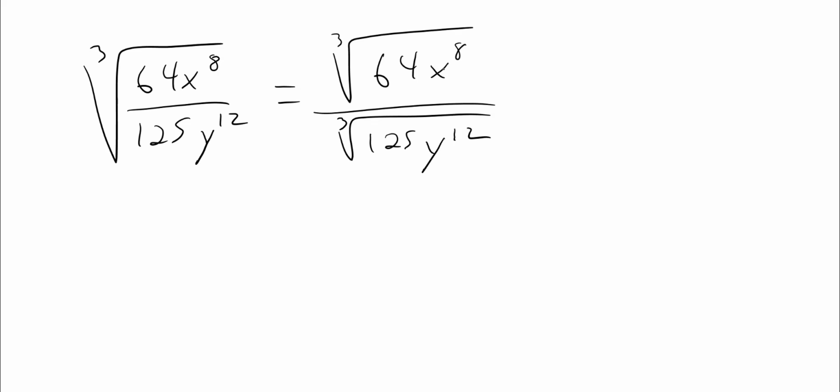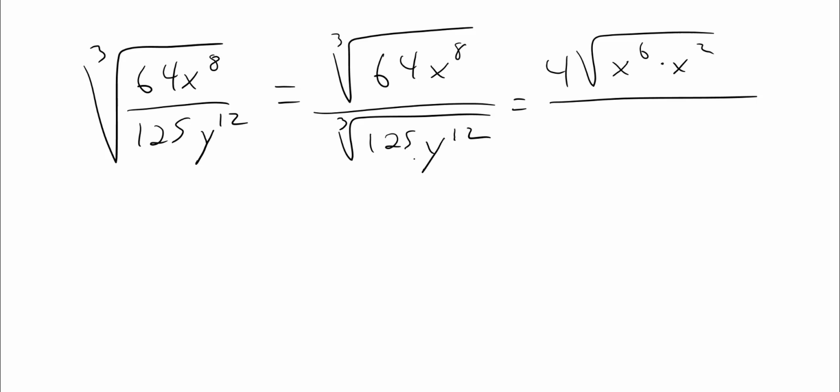All right, so first of all, the cube root of 64 is 4. And that x to the eighth is x to the sixth times x squared. And the cube root of 125 is 5. And remember, 3 goes into 12 evenly, so that's perfect. So it's 12 divided by 3, which is 4. So it's y to the fourth.